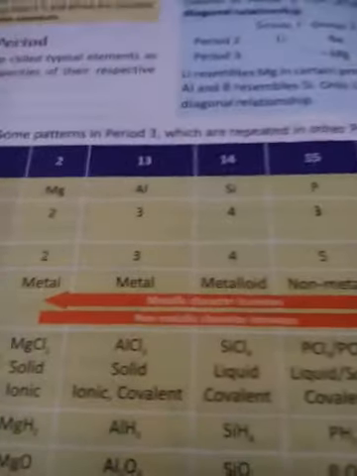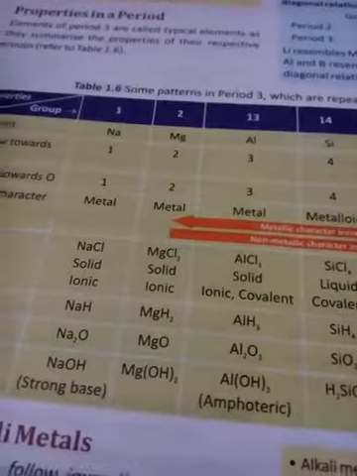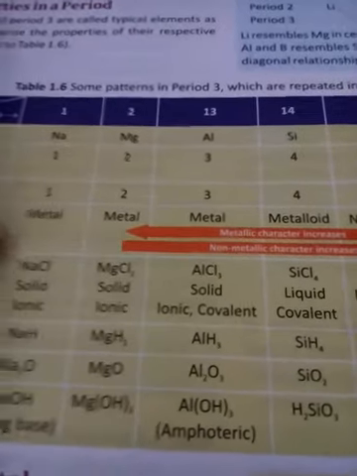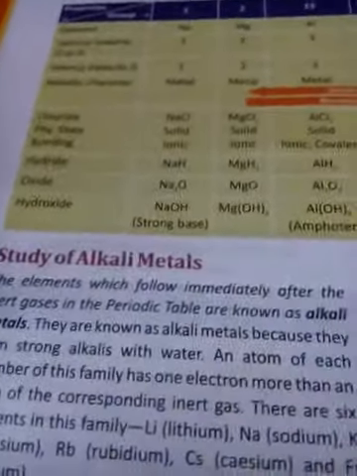Go through it. Some patterns in period 3 which are repeated in other periods are also given here in 1.6. I will start from here and explain in my next video lecture, and I will also explain the study of alkali metals over there. So go through till here.